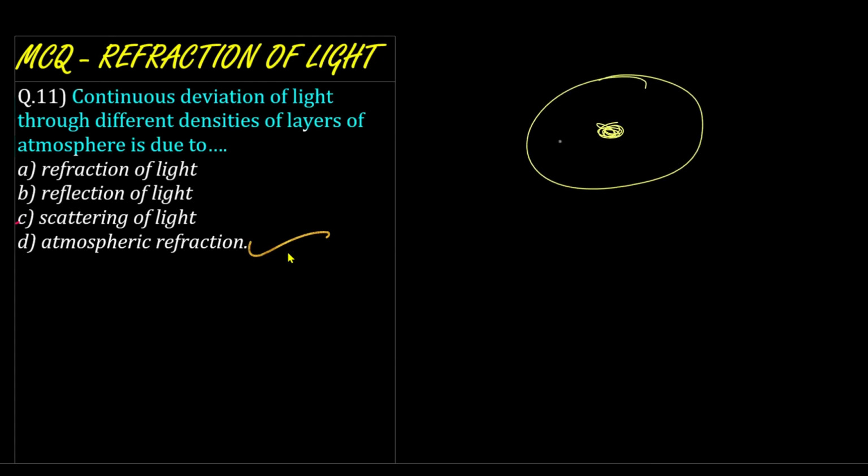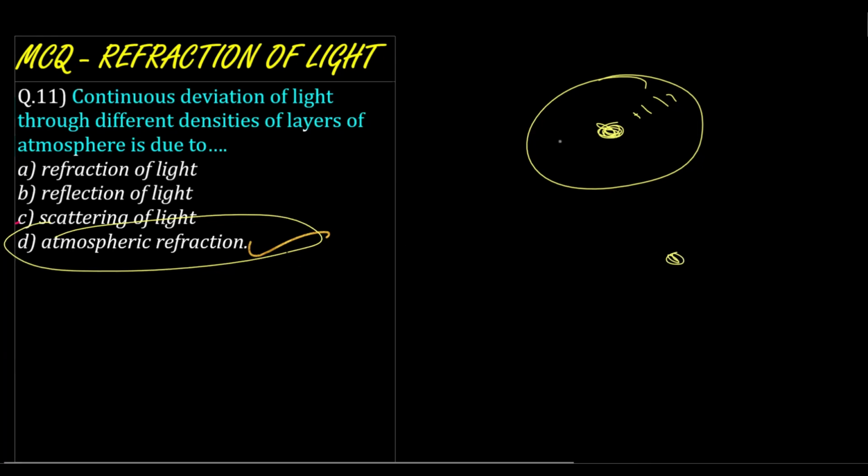Let's say this is our earth, and you know that the different layers of the earth's atmosphere have different densities, and therefore the rays of light get deviated differently at different zones. Atmospheric refraction is caused by these continuous deviations, right? It keeps on bending like this. If I show you the rays as it enters, then it bends, then it bends again. So you see it is bending continuously, and that's because of atmospheric refraction.